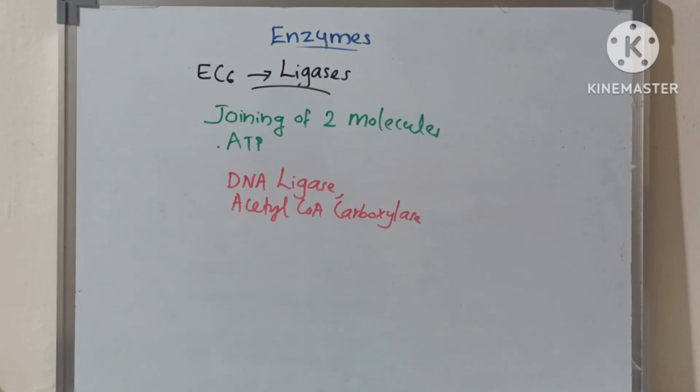The sixth class is ligases, which catalyze the joining of two molecules with the utilization of ATP. For example, DNA ligase, acetyl-CoA carboxylase, etc.